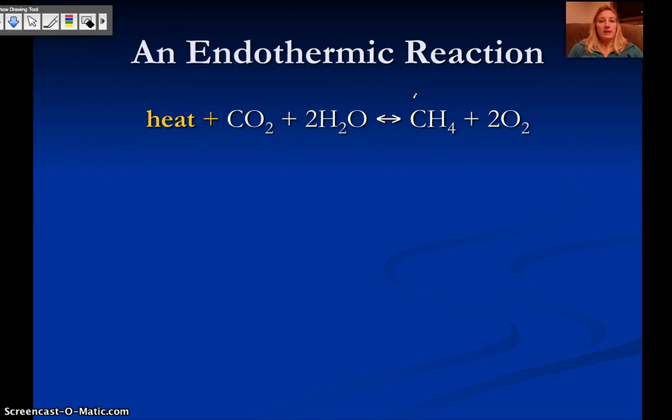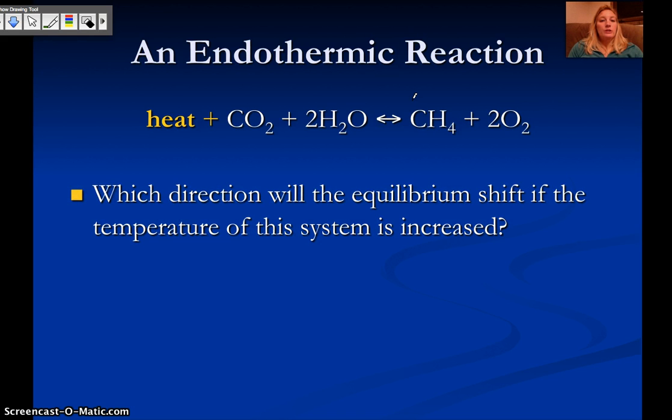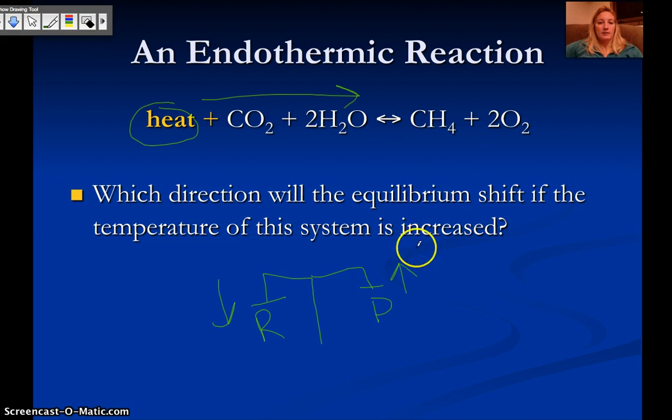How about this one, an endothermic reaction? What direction will the equilibrium shift if the temperature of this system is increased? Okay, so in this one, again, if we think about our scales, reactants, products, we are increasing something on the reactant side. So it's like the reactants are getting heavier. Products are getting lighter. In order to get it back at equilibrium, it's going to have to shift to the right to make our product side heavier.